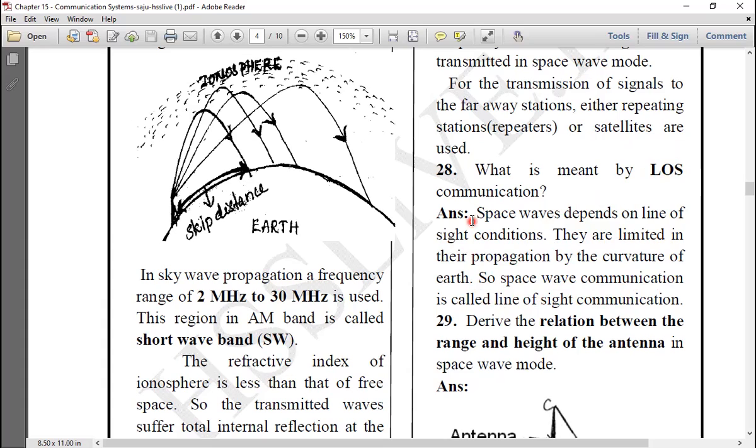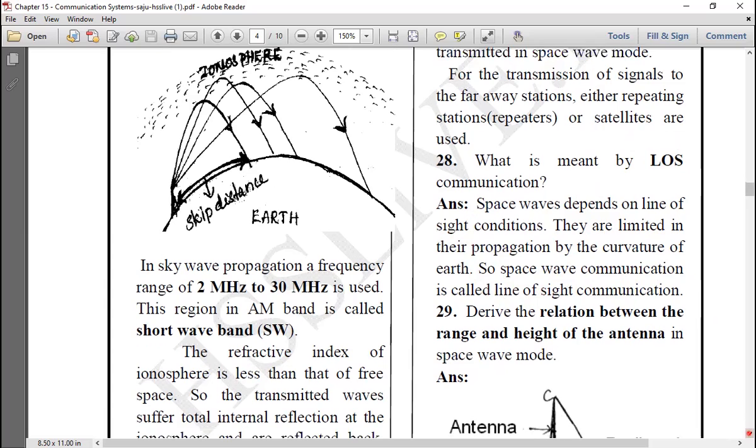This space wave communication depends on the curvature of the earth, yes or no, limited to a particular part, and that's why they are calling it line of sight communication.